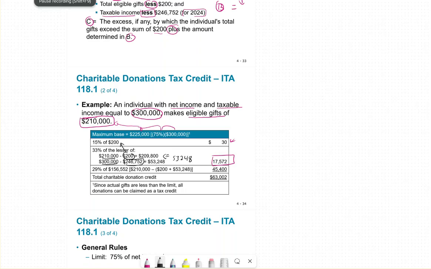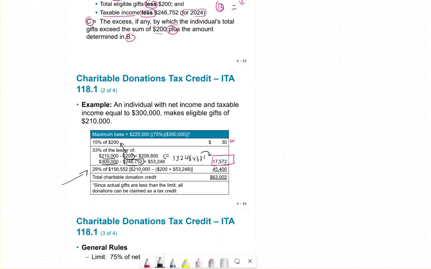The lesser of those two is 53,248. Again, my donations are limited to 75% of your taxable income. That's what you are limited to. So then when you did that, I multiply by 33%, and I will get 17,572. And my next tax credit is 29%.